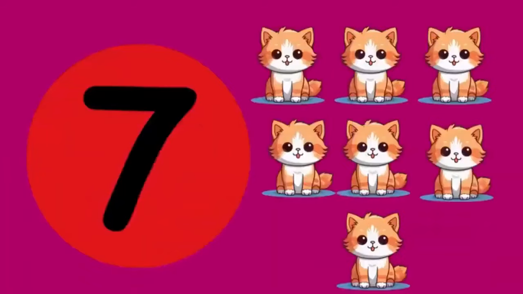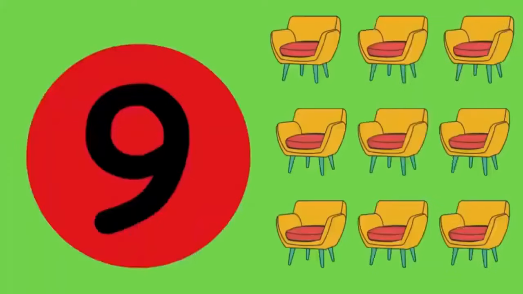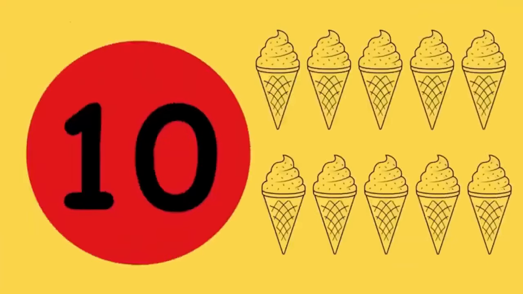Seven cats. Seven cats. Eight candies. Eight candies. Nine sofas. Nine sofas. 10 ice creams. 10 ice creams.